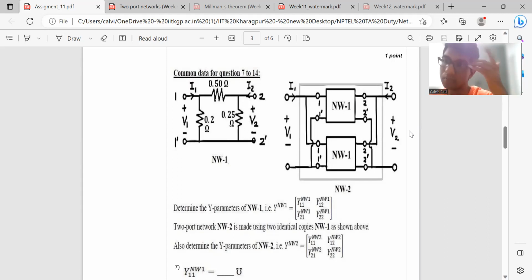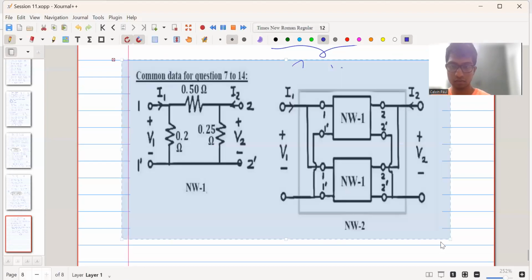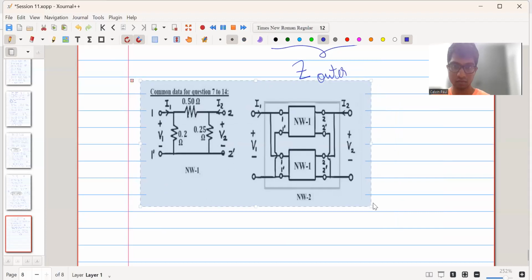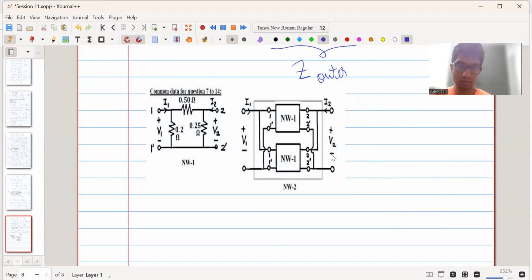So we will solve the next question. This is a network which is provided, and this is network one over here. The other network one, similarly, is over here, the same network. What we have to do is determine the y parameters of network one, and then there are two sets of network one connected in parallel with each other. Then we want to find the overall y parameters of the network.